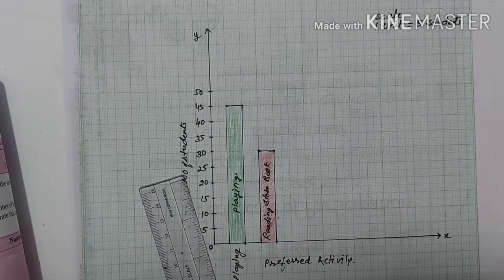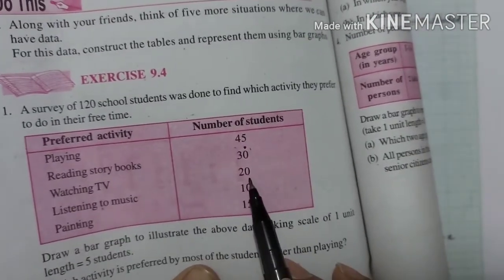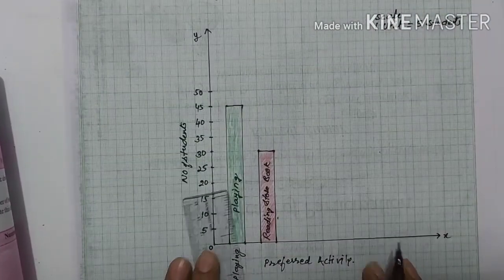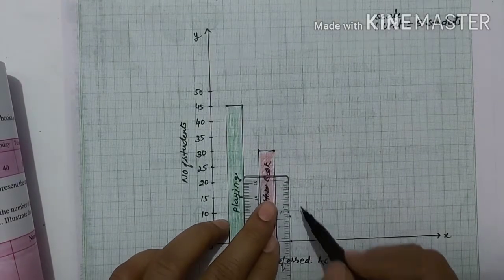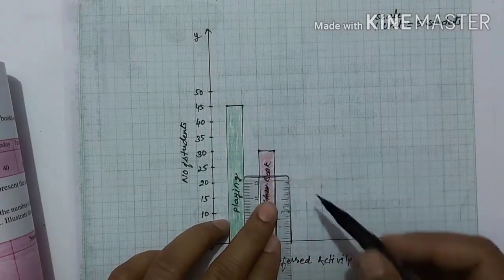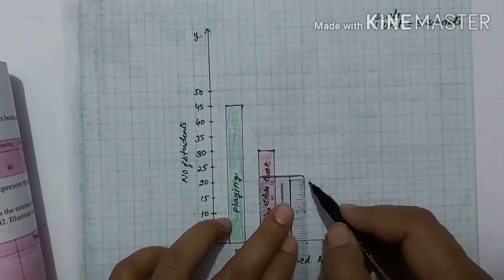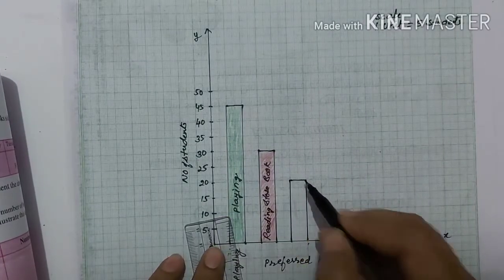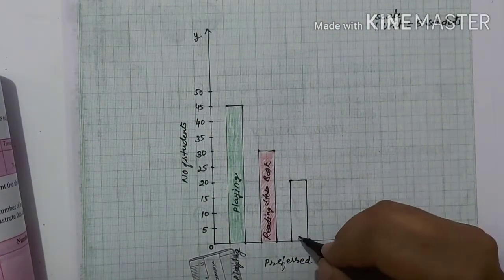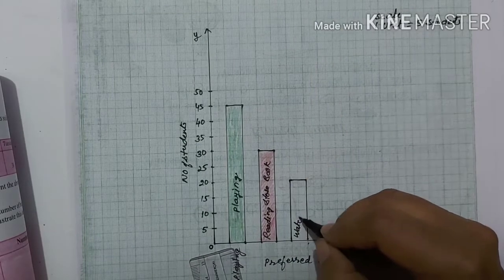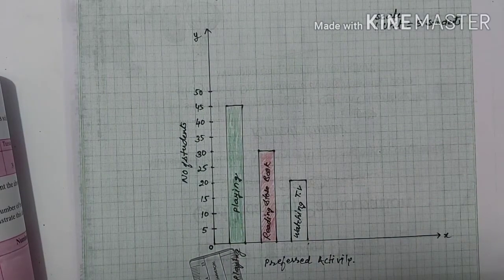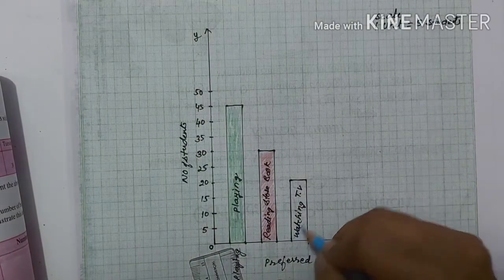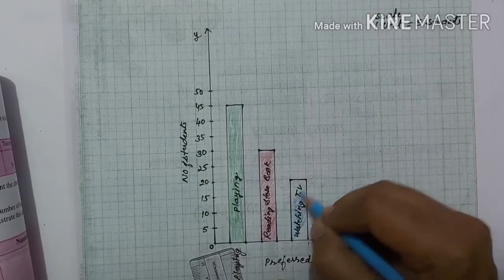Okay, third is watching TV. The number of students watching TV is 20. So you draw 20 here. Okay, now after one block you have 20, write a line parallel to the y axis. Okay, and write in between, down below, watching TV. Okay, and use another color to decorate it.